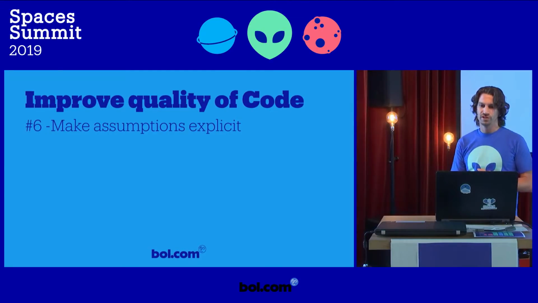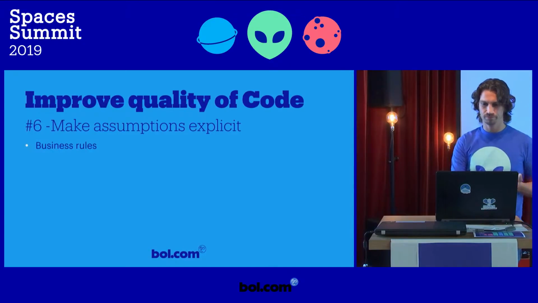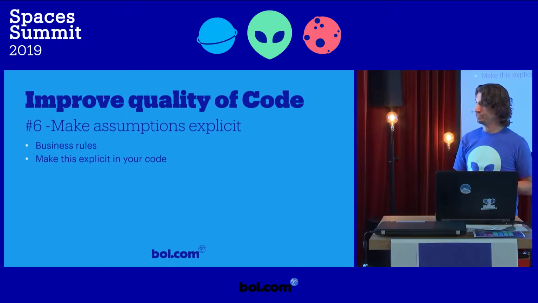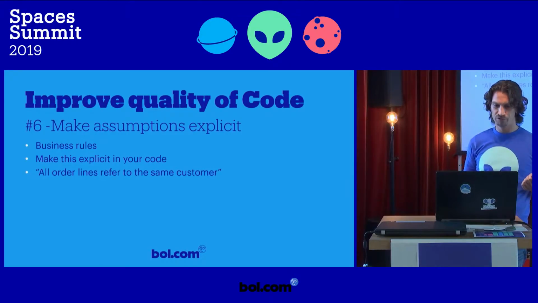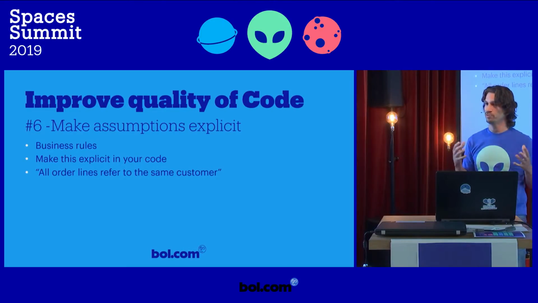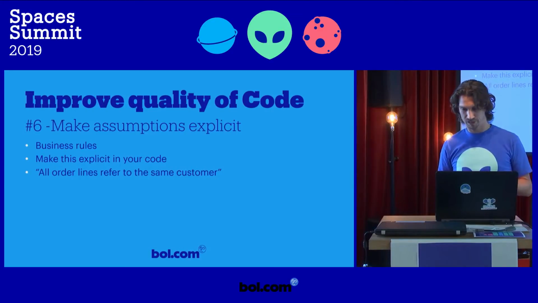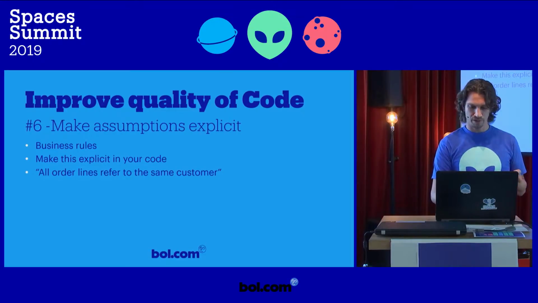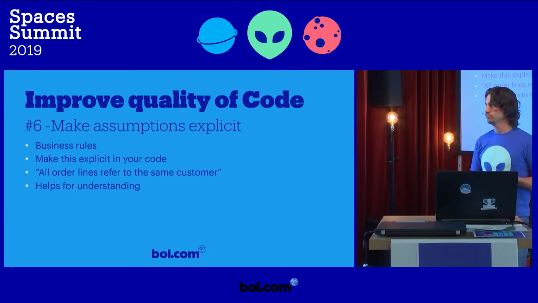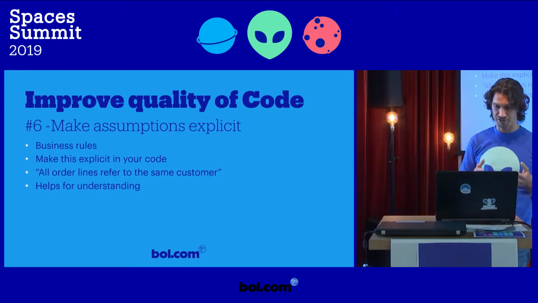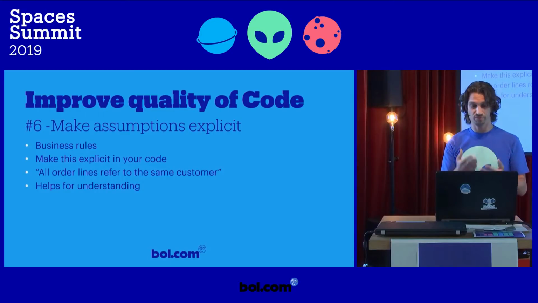Sometimes your code will contain assumptions. Think like business rules. And I'd argue that it's important and helpful for the quality of your code to make those assumptions, those business rules, explicit in your code. For example, suppose we have an order, and an order contains multiple lines, and all those lines refer to the same customer, right? Makes sense. So this is our business rule. Then by making this business rule explicit in your code, it will help for understanding. It will help the future developer, the future you, new people in your team, like, hey, what's going on there? Well, apparently there is this business rule looking at the code because it's explicitly there.